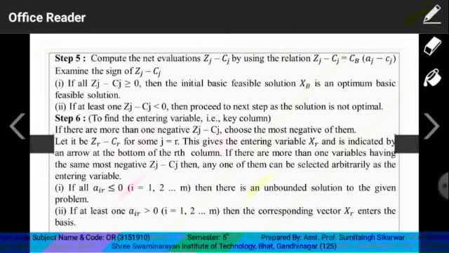Now, if all Air are less than or equal to 0 for all i equal to 1 to m, then there is an unbounded solution for the given problem. If there is at least one Air which is greater than 0, then the corresponding vector Xr enters the basis.